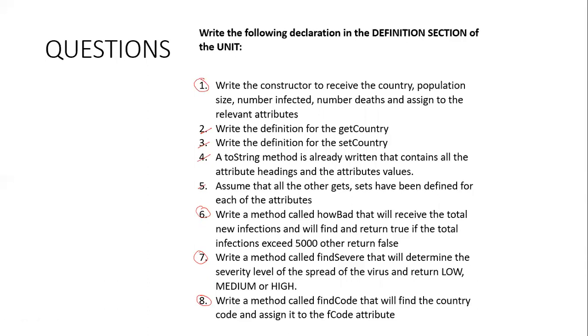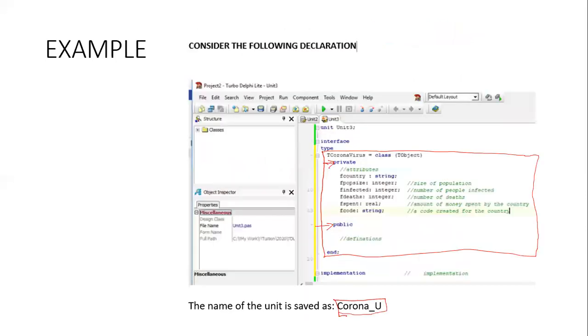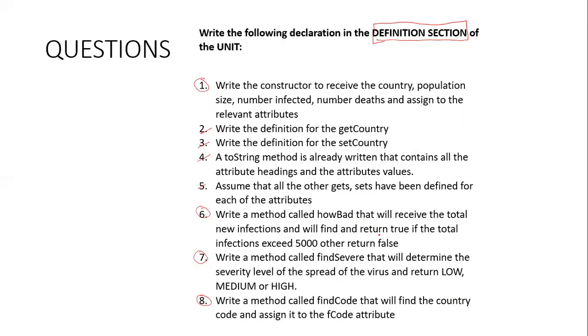So at this stage, I want you to write the constructor. Keep note that we are writing the declaration for the definition section. There's 2 parts. There's a definition and there's an implementation. So here, all I want you to do is write down what would appear here in the definition, not what would appear in the implementation. So it's going to be one line of code that you're going to be writing for 1, 6, 7, and 8. Let's look at the answers.